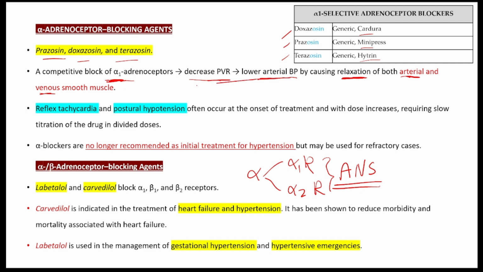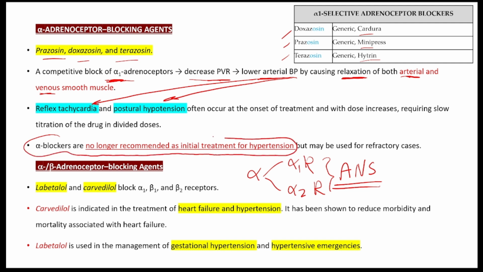The result will be tachycardia, reflex tachycardia, postural hypotension. Alpha blocker is no longer recommended as initial therapy. We don't prefer to use this medication as first-line therapy. Okay, so we can use it sometimes for patients who do not respond to the traditional treatment.